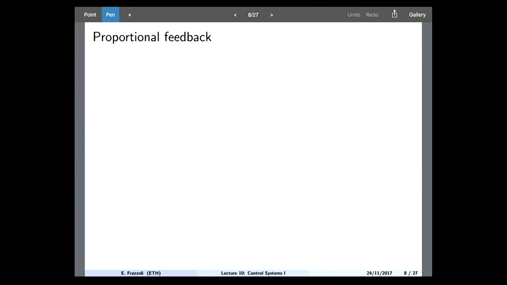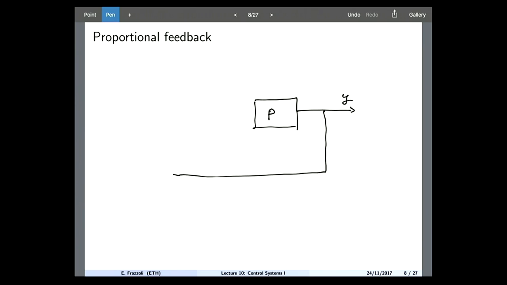So we have a plant, which has some output. We don't like how this plant behaves, so we want to do some feedback control. So typically what we will do is something like that. We measure the output. We have some reference input. We compute the difference. This will be my error. And then typically what we may want to do is multiply this by some gain k.